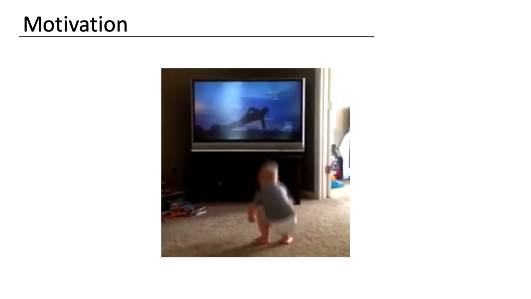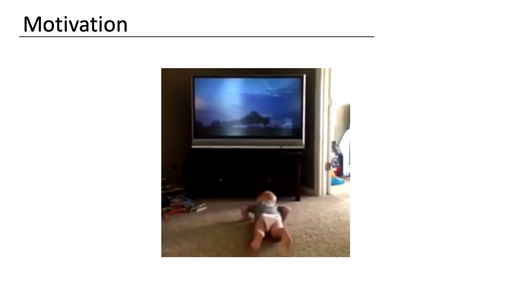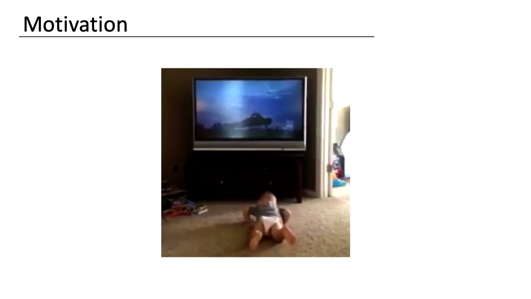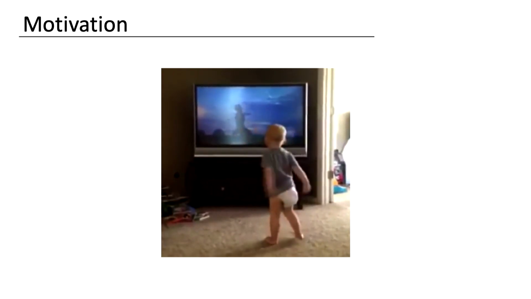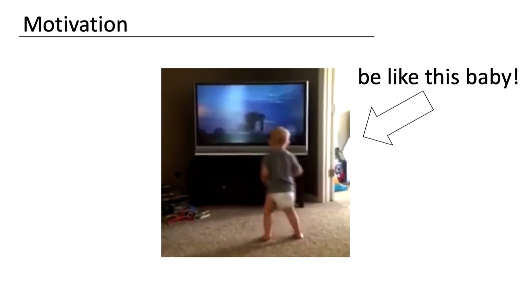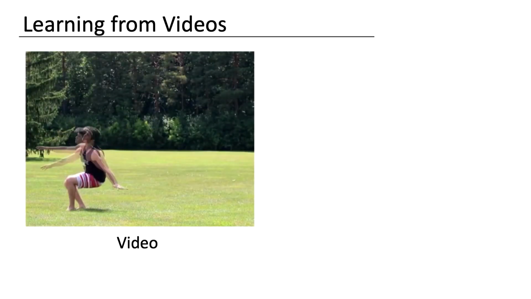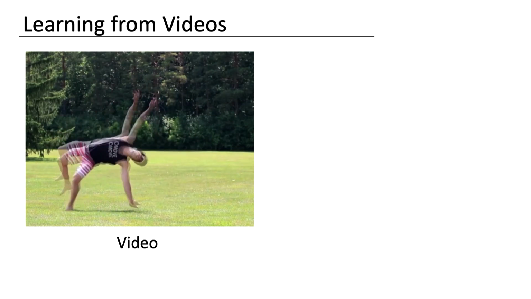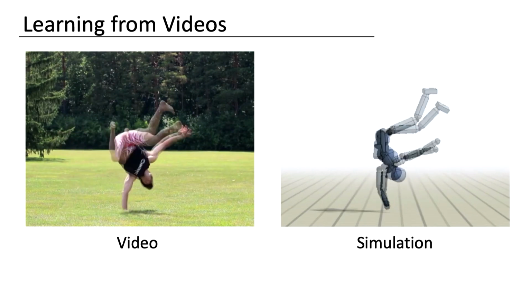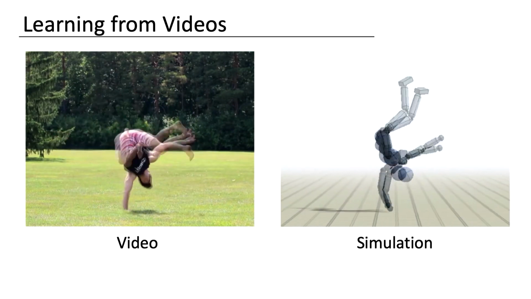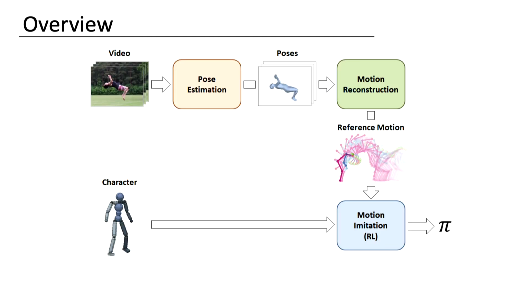Humans are able to learn a large variety of skills by watching other humans. And in the case of this baby here, he's able to learn all these moves just by watching TV. So can we get our characters to be like this baby? In that we want to be able to show our characters a video clip of some skill that we want to perform, and then have the character learn how to reproduce that skill on its own. So that's what we'll try to do, and here's the framework that we'll be using.